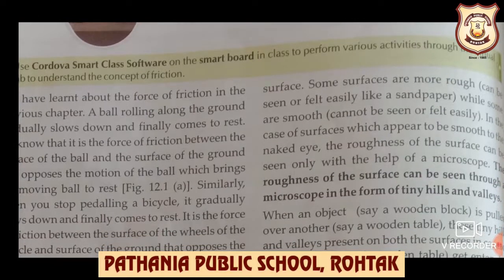So in the case of surfaces which appear to be smooth, they actually are not smooth. The roughness of the surface can be seen only with the help of a microscope. So the roughness of the surface can be seen through a microscope in the form of tiny hills and valleys. Hills are like mountains and valleys are like ditches.